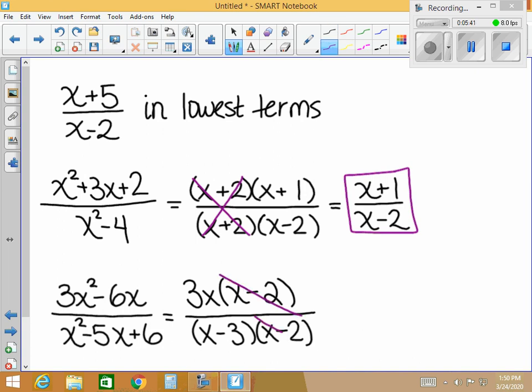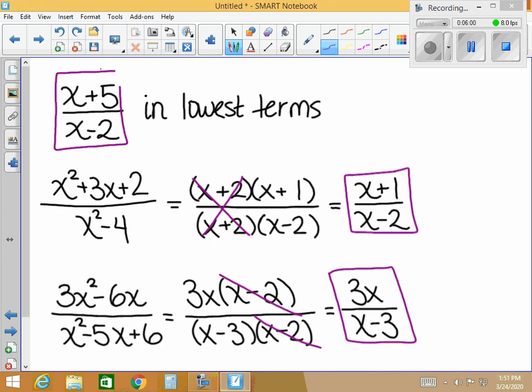Comparing the top and bottom, we see that they both have x minus 2 factors. We can wipe those out. And when we write down what's left, we have 3x on top and x minus 3 left on the bottom. Circle that also. When we're reducing a fraction to lowest terms, it comes down to factor and cancel, factor and cancel, factor and cancel. I'm going to go ahead and stop this here and try to keep these video snippets short. And so we'll pick up with the next idea here in a minute.